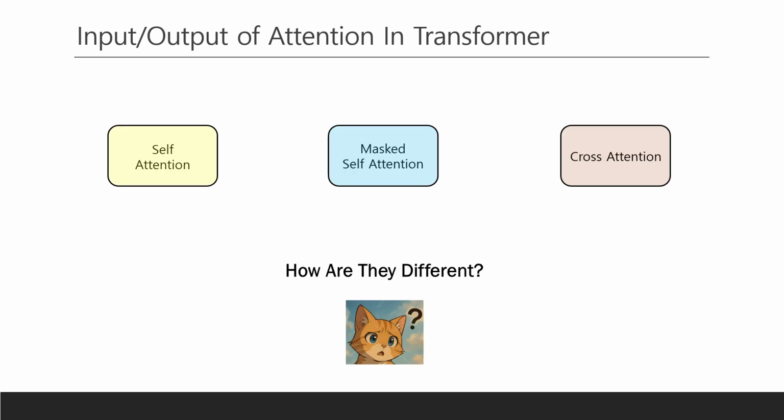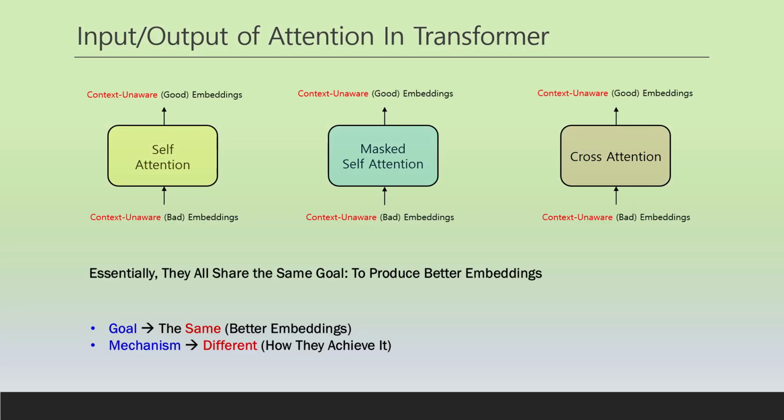Now that we know what attention does, let's recall what we introduced in episode 1, the 3 main types of attention in transformers: self-attention, masked self-attention, cross-attention. How do they differ? Here's the key insight. All 3 types of attention share the same goal: to produce better, context-aware embeddings. But what's different is the mechanism, how they achieve that goal. We'll dive into those mechanisms in the next video.